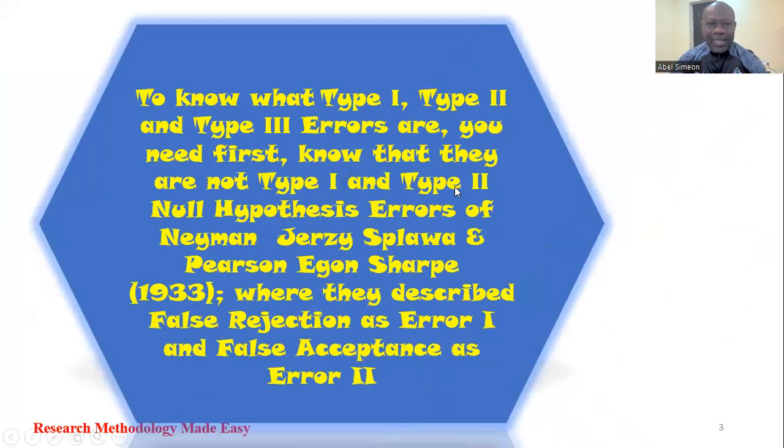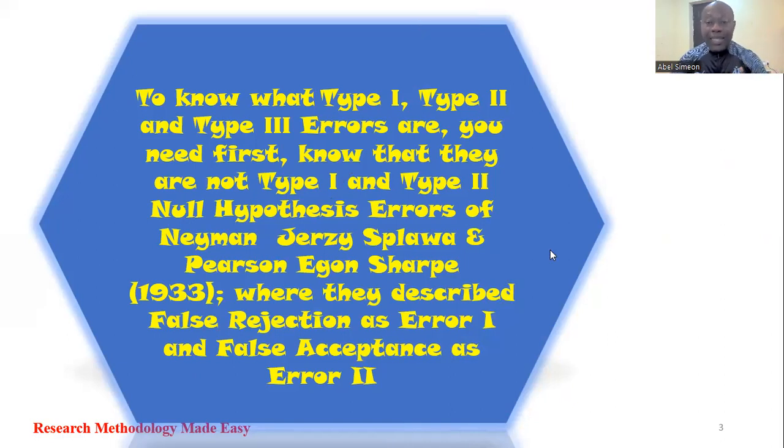You need to understand that, to have a grasp of type 1, type 2, and type 3 errors, you should first differentiate them from the null hypothesis errors of Jerzy Neyman and Egon Pearson. These are two independent variables. They were talking about null hypothesis error, and they referred to it as type 1 and type 2 error. They describe these errors as false rejection, that is type 1 error, and false acceptance, that's type 2 error. That's not what I'm talking about.